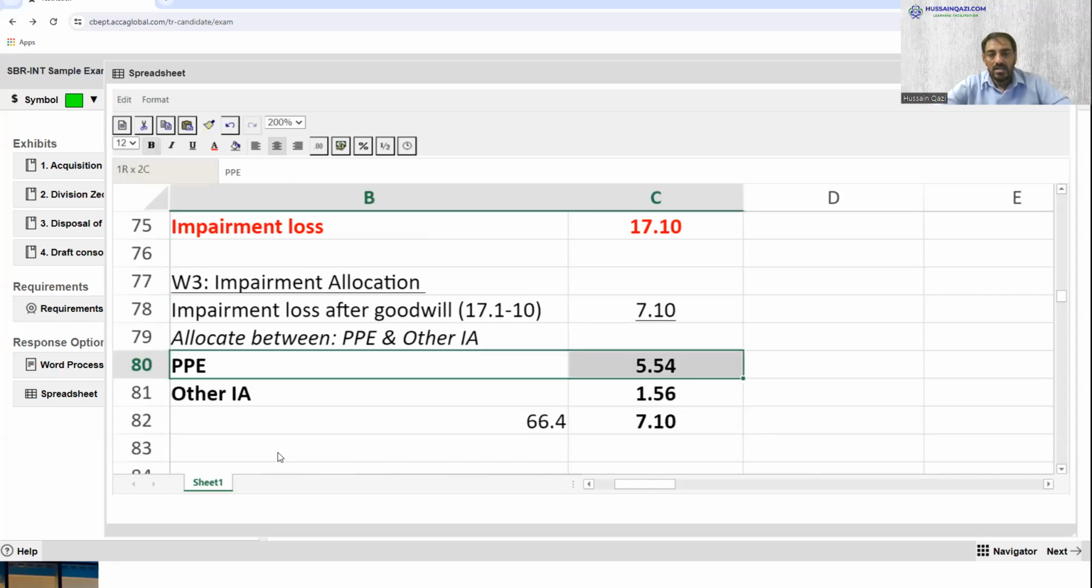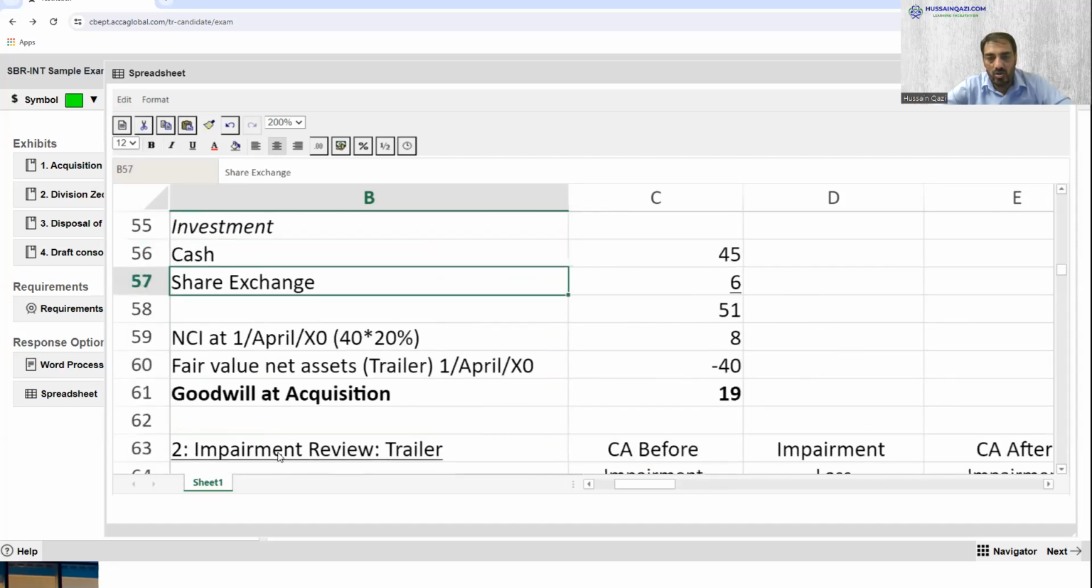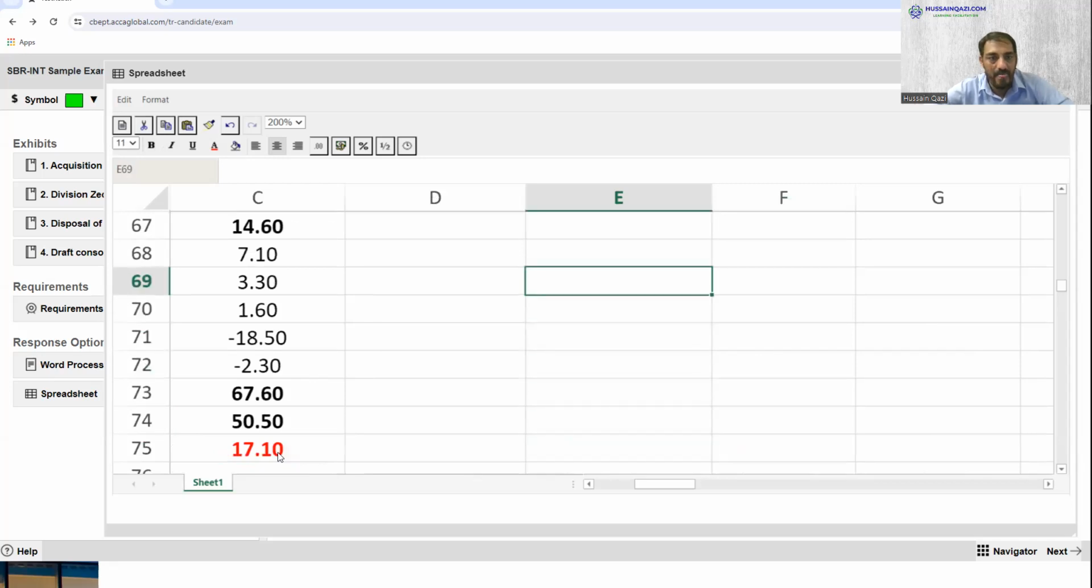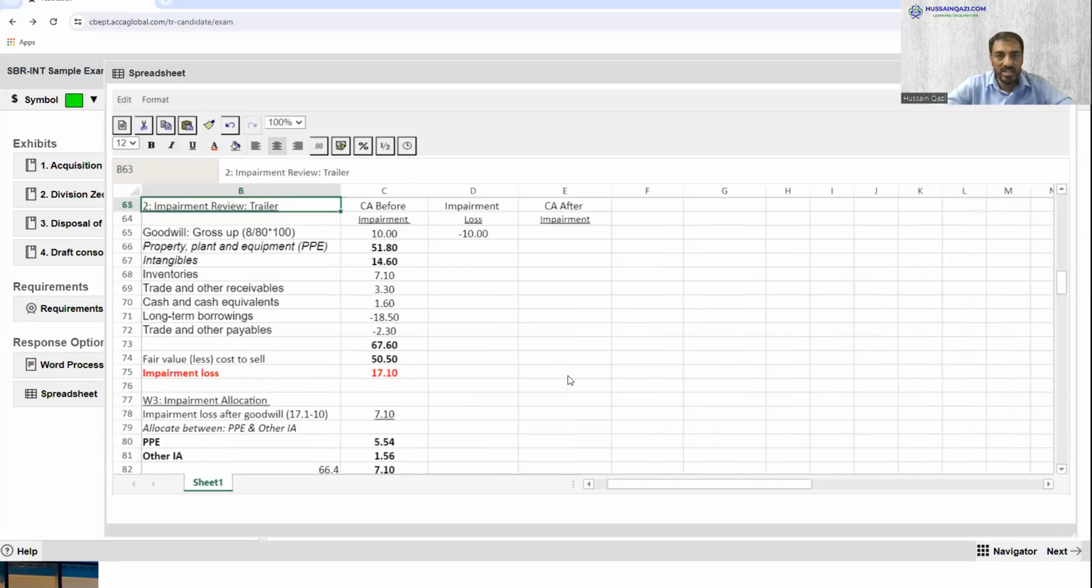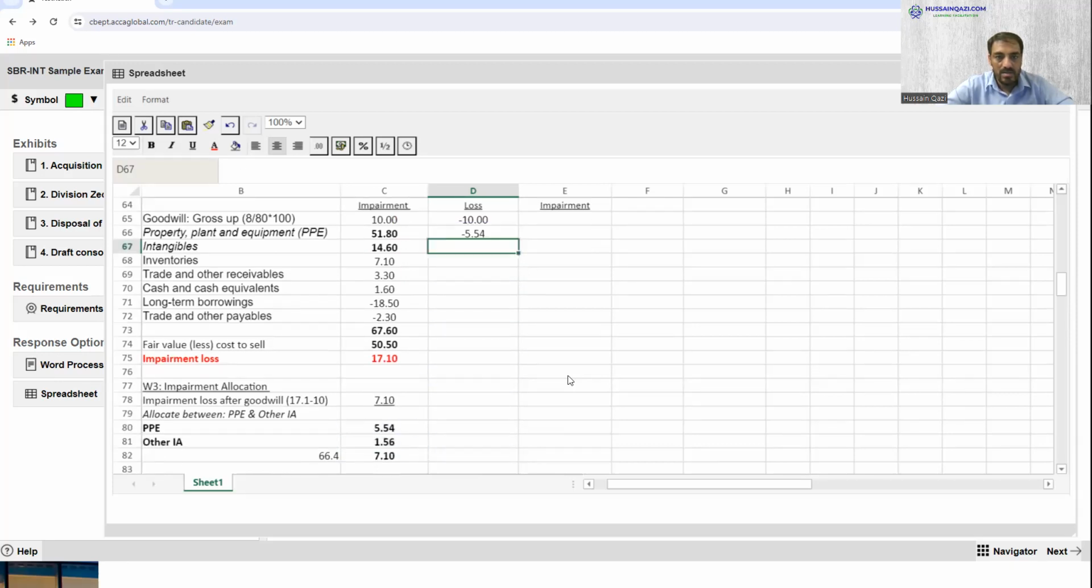Yes. PPE and other intangible assets. That's the point. So now you need to incorporate the values in this manner. It is equal to minus 5.54, and minus 1.56. Same value. Sorry, no impairment losses here.